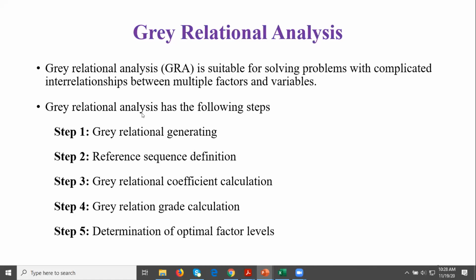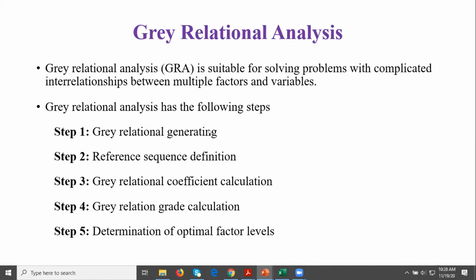In gradation analysis, we have only these 5 steps to do. First is gradation generation. From gradation generation, we go to the sequence references. From this, we find the gradation coefficient. From the gradation coefficient, we go for the gradation grade. Based on the gradation grade, we go for the optimal values. These are the steps to do gradation analysis.